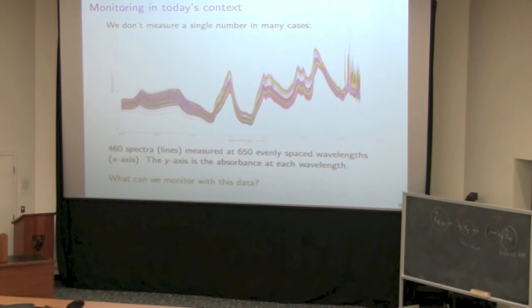Some suggestions. Any ways that you might use the full 650 elements of that vector? What's the crudest approach to this? 650 monitoring charts, absolutely. Maybe 5 or 10 even. If you're thinking of this from a practical point of view, you could pick 5 or 6, 7 locations and put the monitoring chart for each location in there, with upper and lower control limits. Any other suggestions?